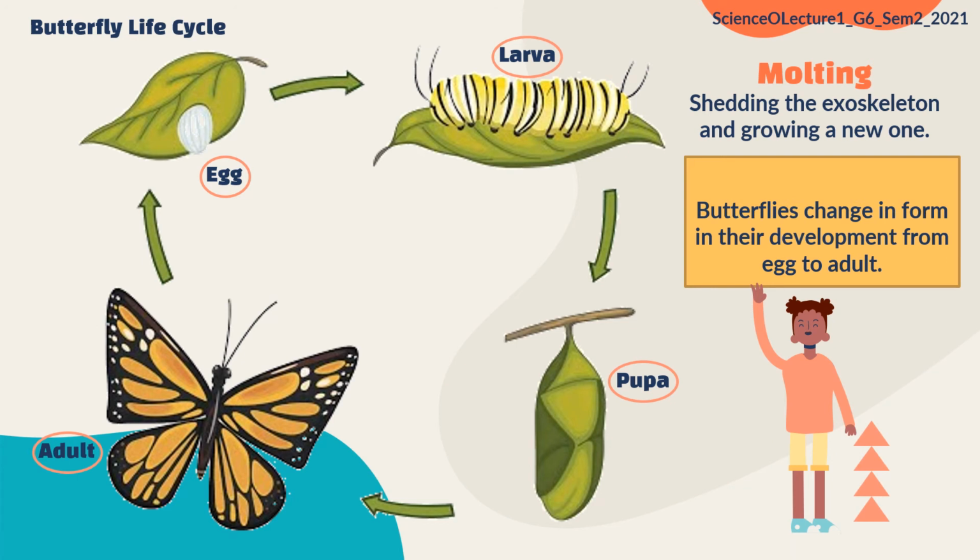Does a larva look like an adult butterfly? No, the caterpillar doesn't look at all like a butterfly. Butterflies change a lot. They change their shapes, their form a lot during their life cycle. That's what we call metamorphosis. So, metamorphosis is the change that insects go through during their life cycle. Baby insects do not look like adult insects.